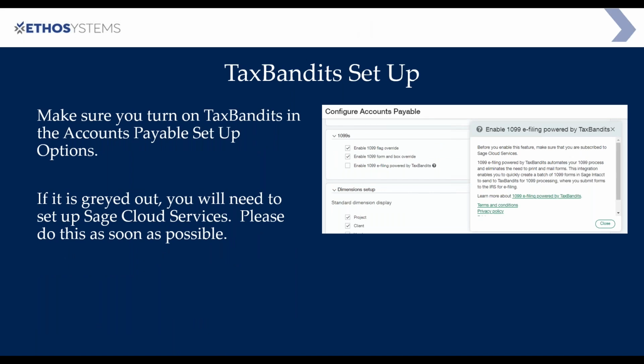So again, when you go into the setup accounts payable configuration, you'll see a couple of setup options here: enable 1099 flag override, enable 1099 form box override, and last but not least, enable 1099 e-file powered by Tax Bandits. Make sure that's turned on. If it's grayed out, that means the cloud services has been turned off at that point.